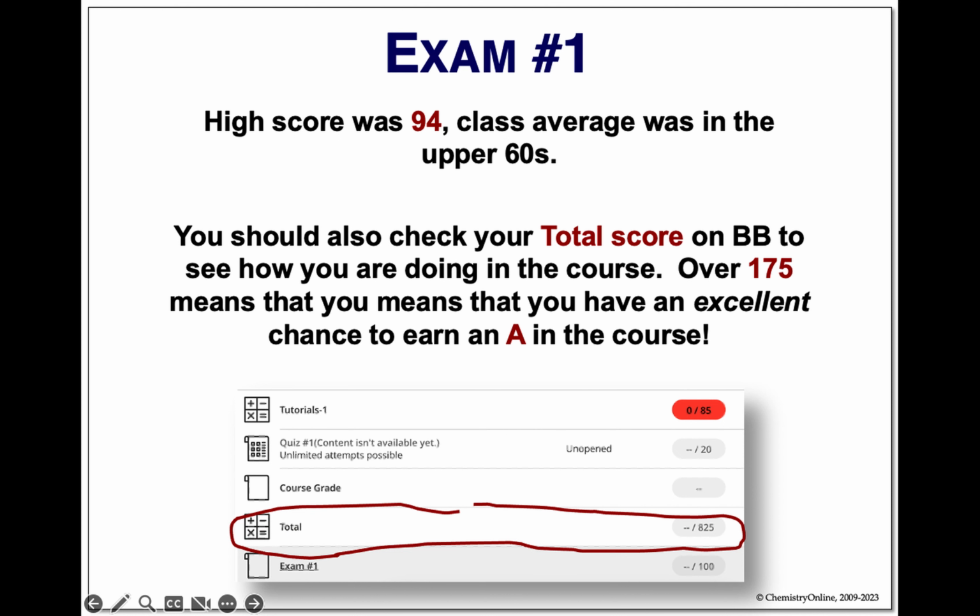If your total right here is 175 or more, that means you have a very comfortable A right now, and it's very likely you will get an A in the course. If you're below that, please make sure you do lots of tutorials and bring it up.